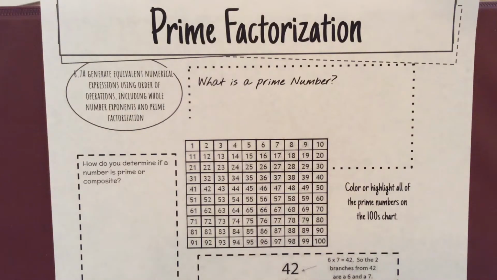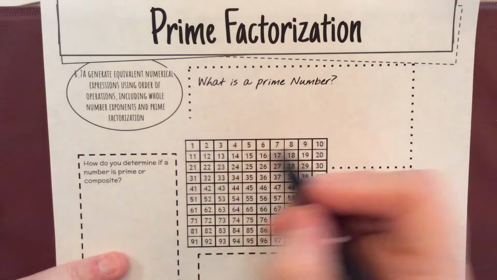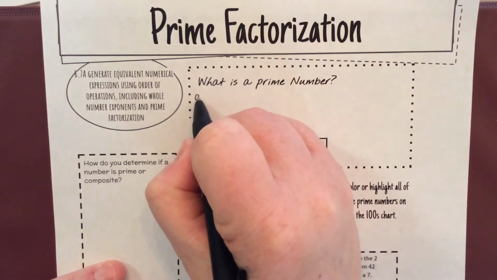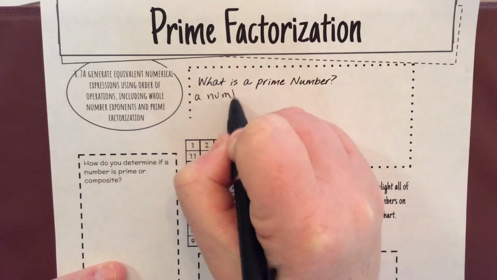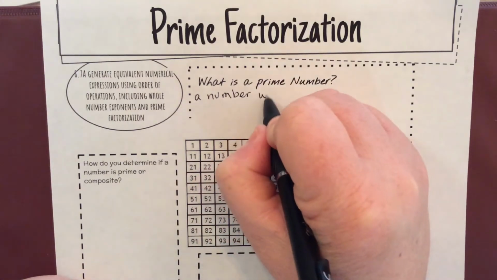Okay, Rams, we are now on page 59 and 60 in your notes. We're going to work on prime factorization, and part of this goes back to what you've already learned in 5th grade. So, what is a prime number? Well, a prime number is a number whose only factors are 1 and itself.